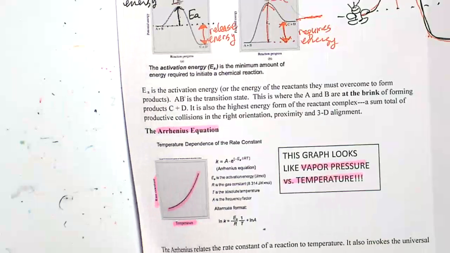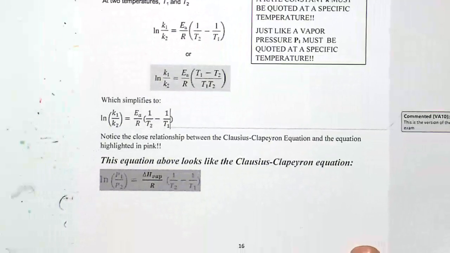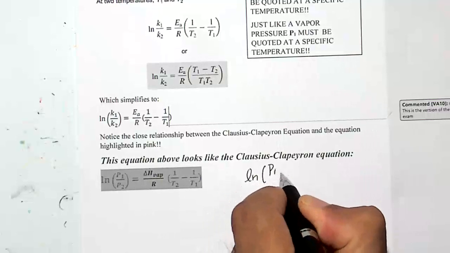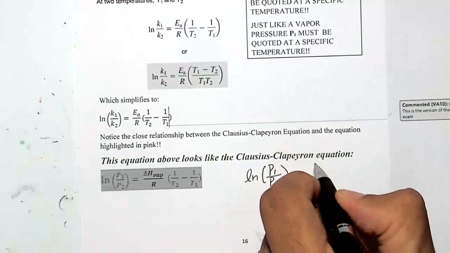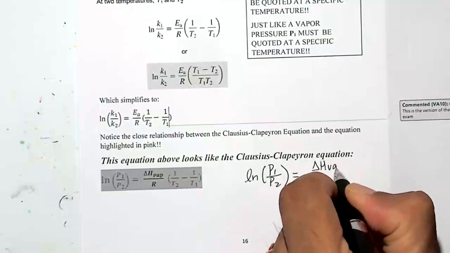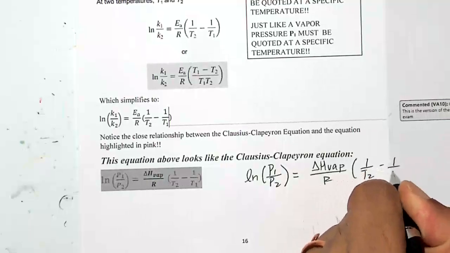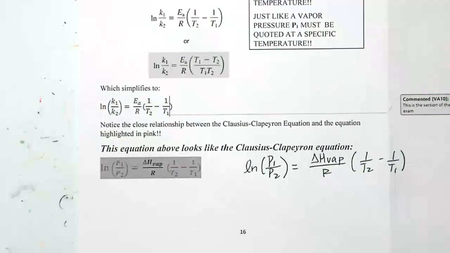Let's move on to page 16 here. This is the Arrhenius equation. Can you remember this equation from our last exam? Okay, this is our equation from last exam.